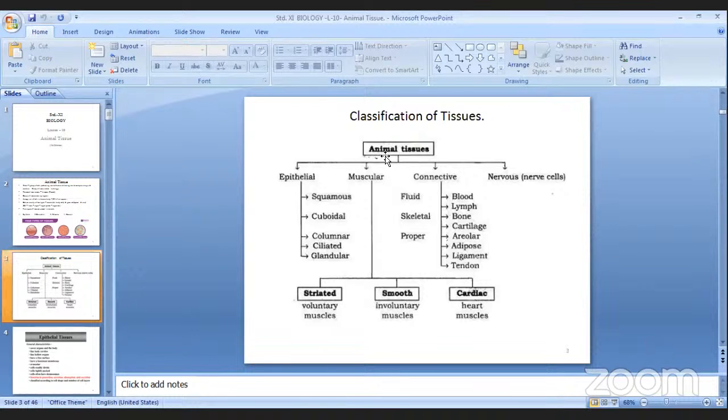Here, classification. This flow chart shows you the classification of tissues. Here, four different types: epithelial, muscular, connective, and nervous. And here you can see the different types of epithelial tissue. Epithelial tissue is basically classified into two main types. One is the simple epithelial tissue and the other one is the compound epithelial tissue. Okay, so we'll be studying all this in detail. Here it is just an outline.